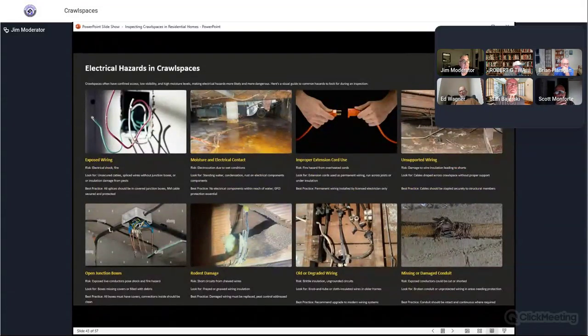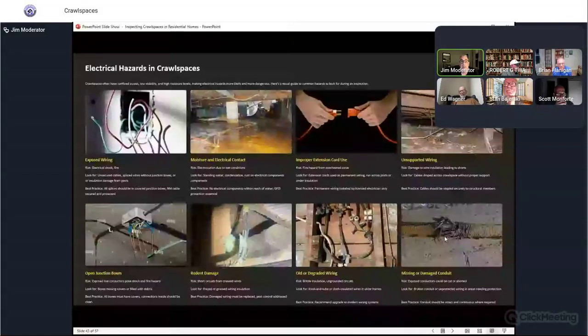We've covered electrical issues: open junction boxes, moisture in contact with electrical. I always see extension cords in there because there's usually no light down there, so they'll run an extension cord from someplace. Unsupported wiring. Again, the open junction boxes, the rodents will eat through these wires, and knob and tube wiring. It's going to be in a lot of these crawl spaces, especially if they're older. And missing and damaged conduit.